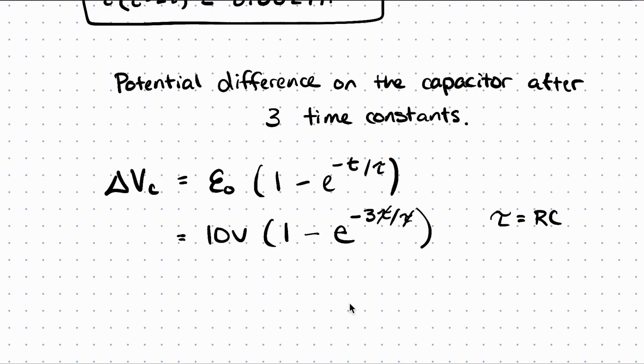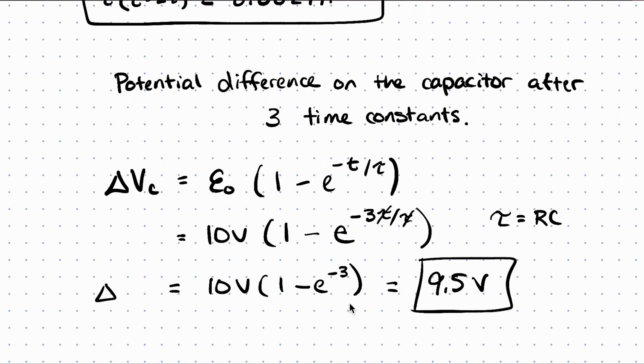Those cross out, and so we have 10 volts times 1 minus e to the minus 3, and this is equal to 9.5 volts. And so here you can see that as time increases, basically 3 steps of our relatively small time constant, that capacitor is using 9.5 of the available 10 volts in our circuit. The resistor would be using the other half a volt in this case.